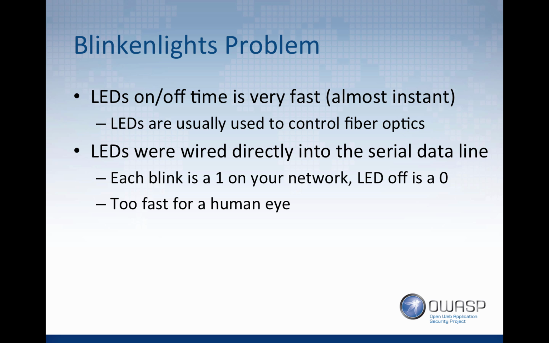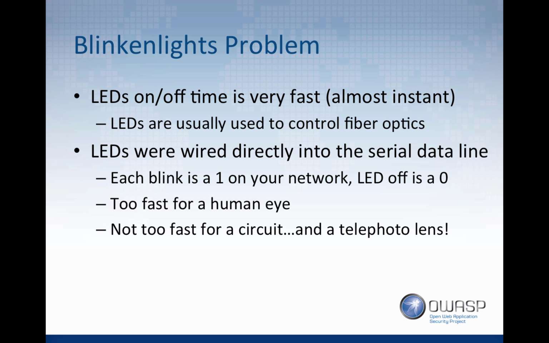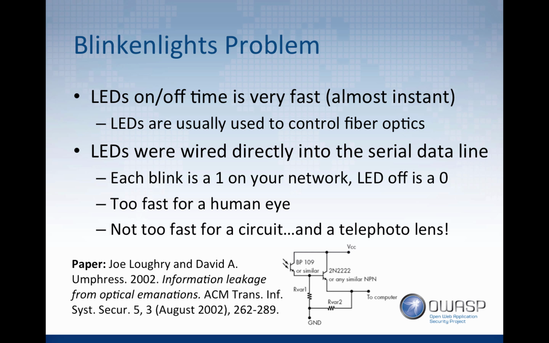So this is definitely way too fast for a human eye, right? We have lots of traffic flying around the network, but it's not too fast for a circuit and a telephoto lens, right? So what you can do is build a very simple little circuit, hook it up to a nice little telescope, aim it at someone's switch, and then actually decode the information on the wire. So you can hook this up to something like Wireshark, right?